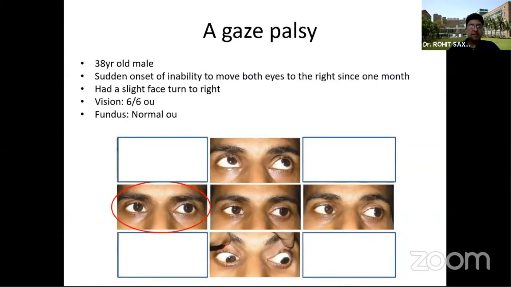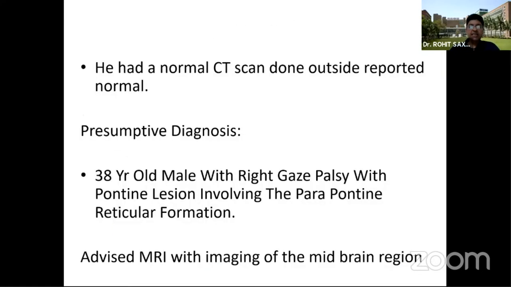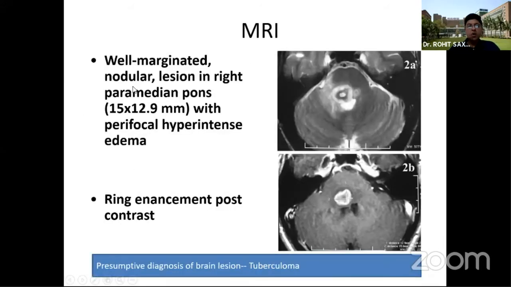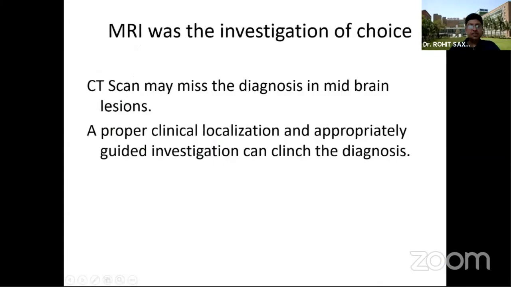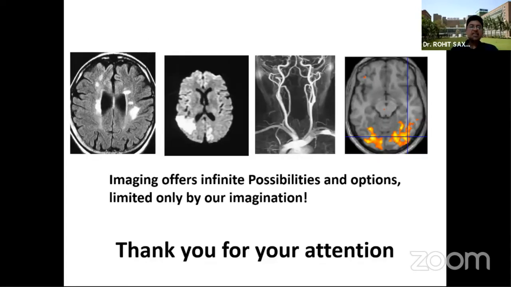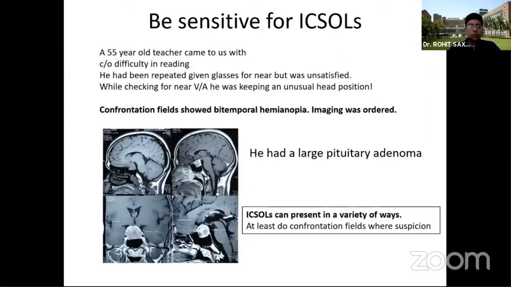And finally, a gaze palsy. A patient with a right-sided gaze palsy had a normal CT scan done outside, but clinically, looking at the gaze palsy, we did imaging. You can see a lesion picked up on the MRI in the paramedian pontine region, missed on the CT because CT cannot image that region well. So post ATT therapy, you can see the patient improved, and CT may miss these diagnoses. So essentially, imaging is essential; localize and inform your radiologist what you require them to look for. Thank you very much.